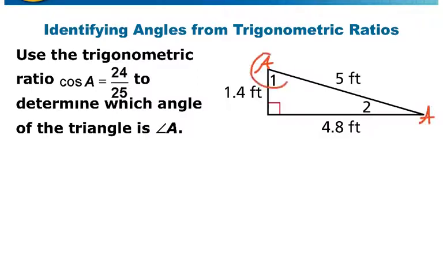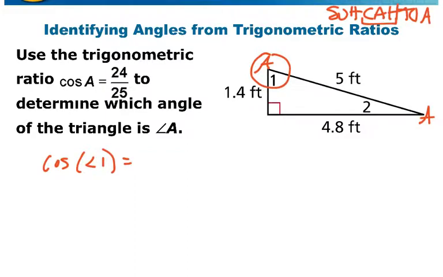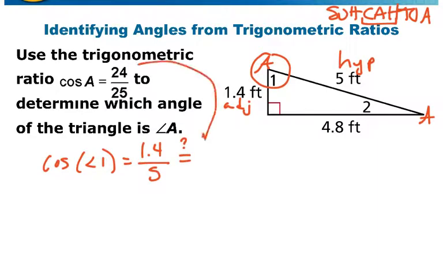So if we first pretend that angle 1 is A, we're saying that cosine of angle 1 is going to have to be based on SOHCAHTOA, because we're doing cosine. We need our adjacent over hypotenuse. So that would have been 1.4/5. And we're trying to see if that equals what they gave us, which is 24/25. Definitely not equal those decimals.